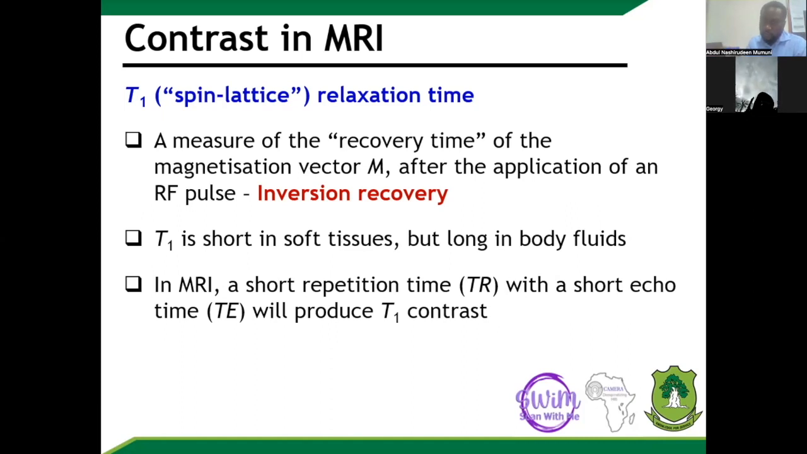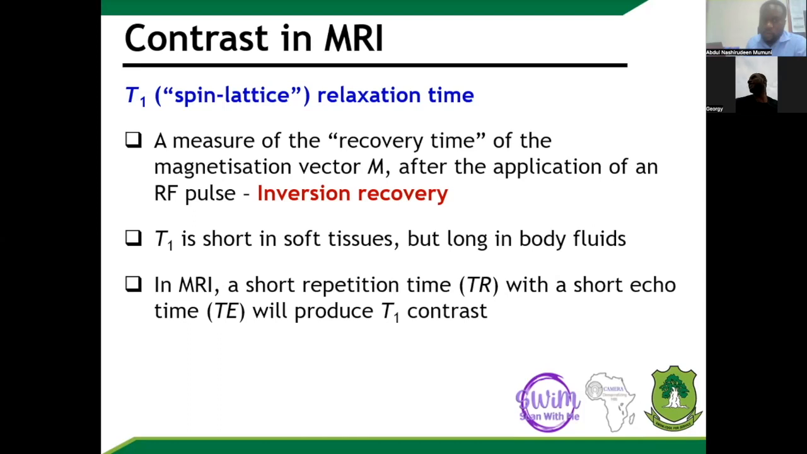So it's a process of the spins losing energy into their surroundings. And once they lose energy into their surroundings, the signal they give subsequently for MRI will drop. And we call that T1 relaxation time. So the time it takes for that to happen is the T1 relaxation time. And we often use the inversion recovery technique to measure T1.